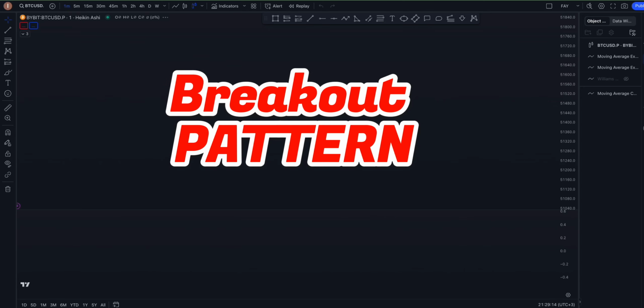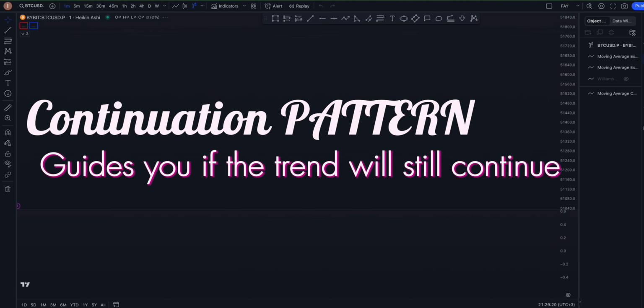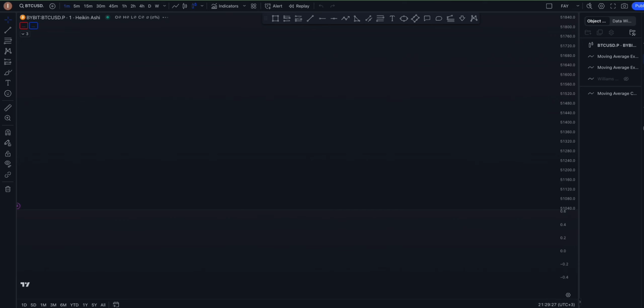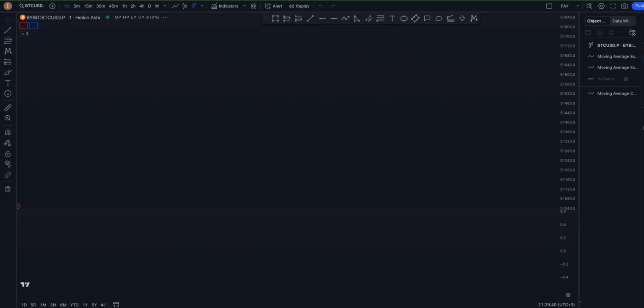breakout pattern. Continuation pattern is where you fit a trend line and it guides you that this market trend is still in an upward or downward trend. While a breakout pattern shows you that the trend you are riding on is about to come to an end. We will look at these two different types on a live chart very soon.